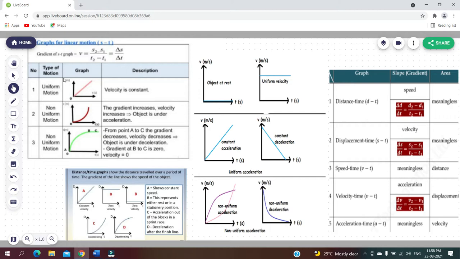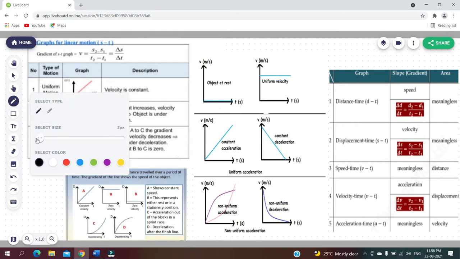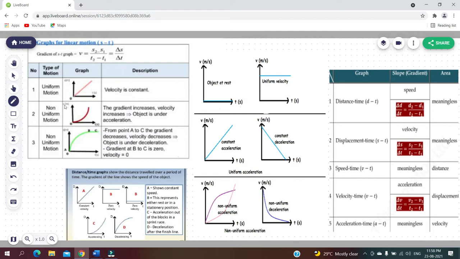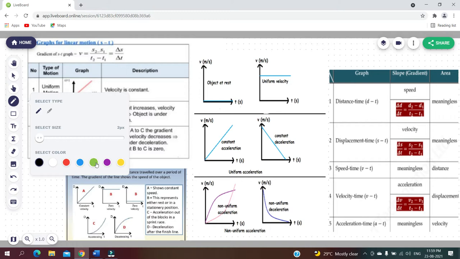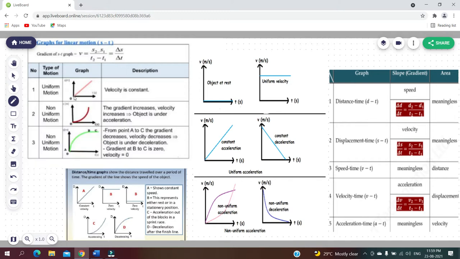We will take any two points on the graph, on which we know the time values as well as the displacement values. Okay. Now suppose we select 2 points. One we will select here at the origin and another we will select here. So these are the 2 points which we have selected to find out the velocity of this object moving with uniform motion.